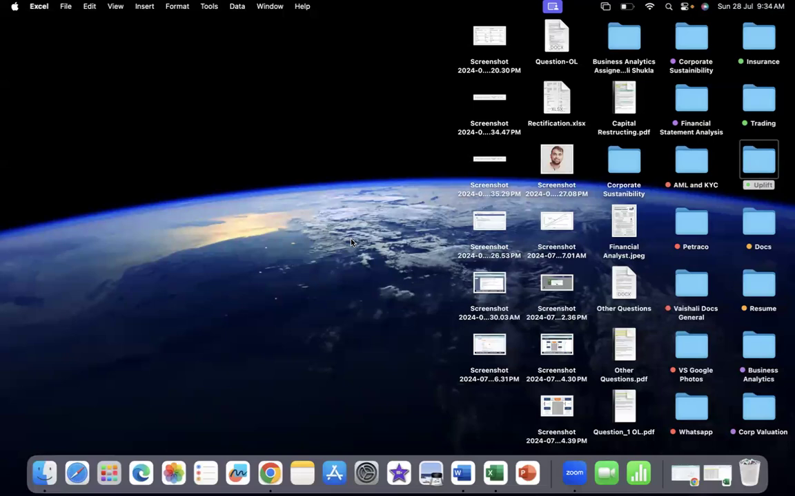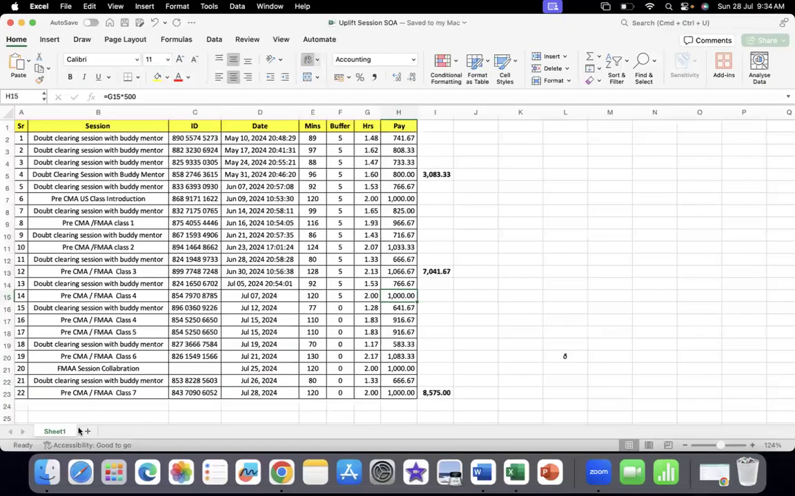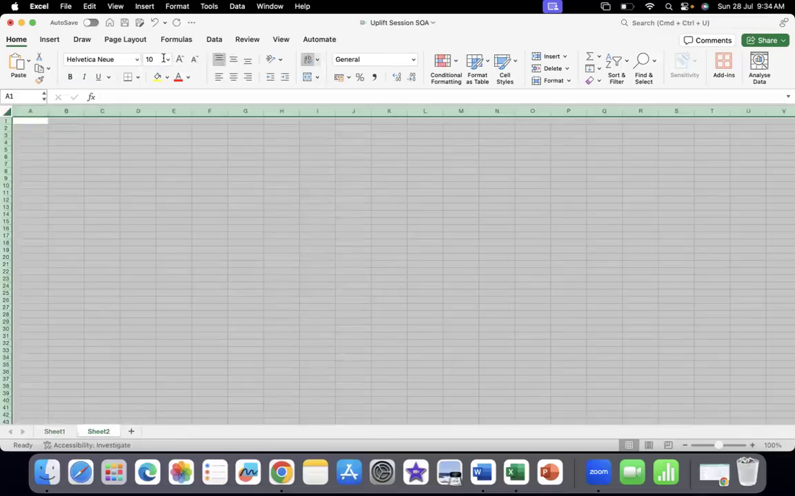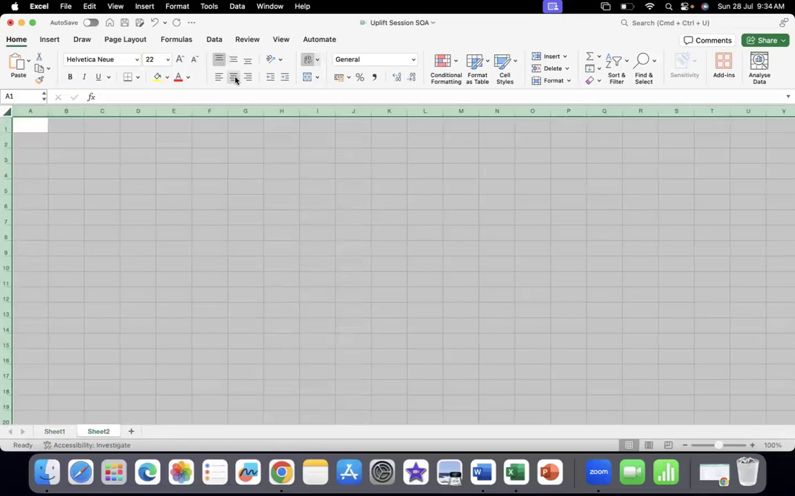There are a few significant things which you need to remember when it comes to account receivable analysis, and that is one of the important things which would be there in your examinations to some extent. So let's just try to quickly revise that, and then we can move forward with the other things.